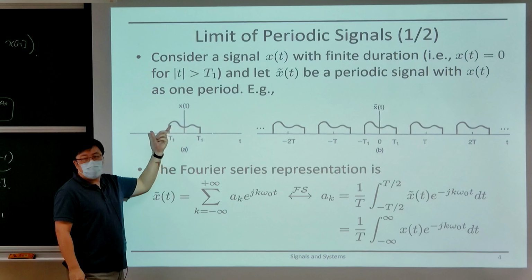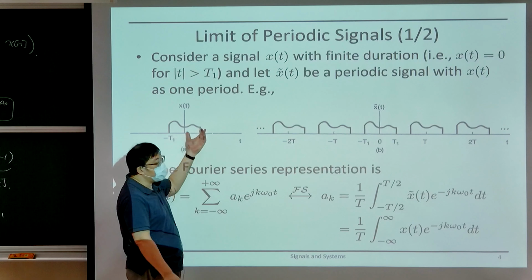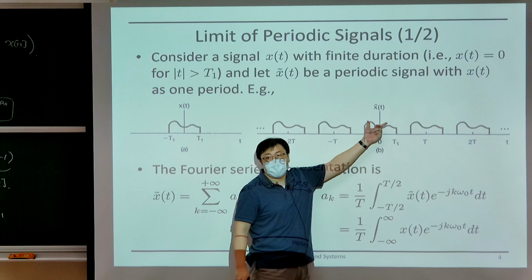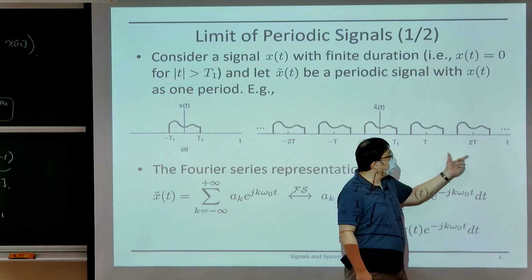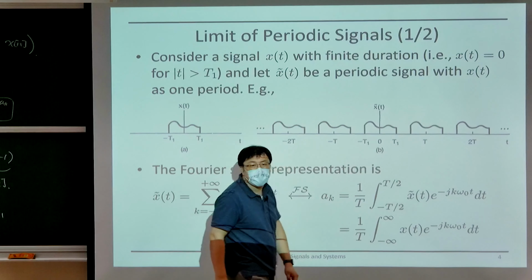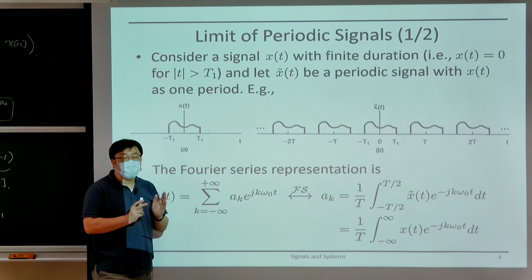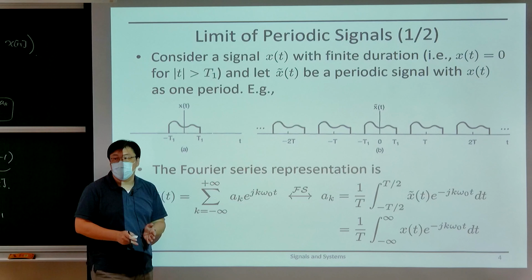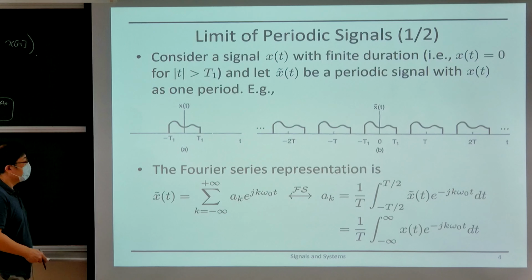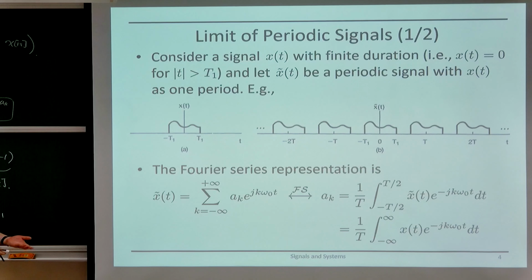So x(t) is the signal that we're interested in, but given x(t), we can construct a periodic signal x tilde(t) by repeating it every integer multiple of capital T, okay? Now, x tilde(t) is periodic. So we know how to write the Fourier series representation of a periodic signal, okay? So for x tilde(t), which is periodic, we know that we can write it as a linear combination of e to the j k omega naught t, where omega naught is 2 pi over the period capital T, okay?